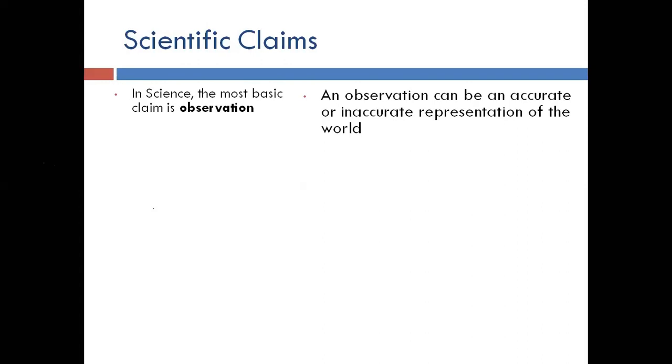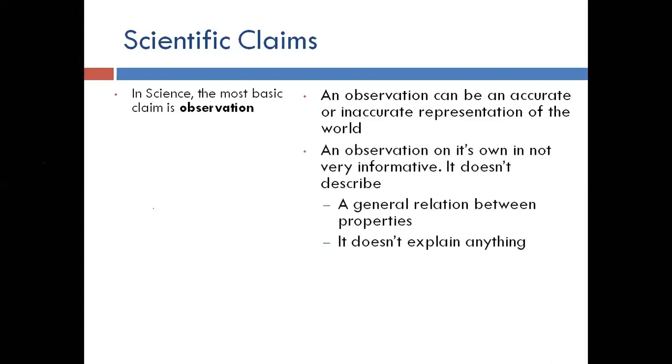So the observation can be an accurate or inaccurate representation of the world. It can accurately represent the world if the selection is good, and it can be an inaccurate representation of the world if we don't observe it properly or the selection is bad. An observation on its own is not very informative. It doesn't describe the general relation between properties. It doesn't explain anything. So say, for example, I saw a cat running. Well, it doesn't mean anything. It's not informative. It doesn't give any general relation between properties, whether the cat always runs or whether the cat runs when it is hungry. It doesn't explain anything.